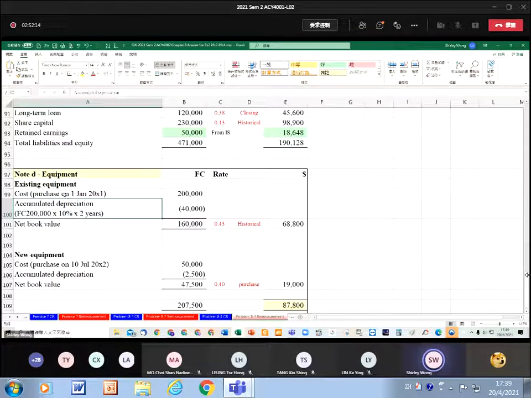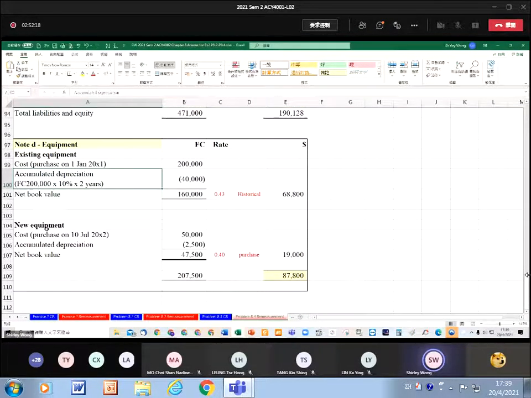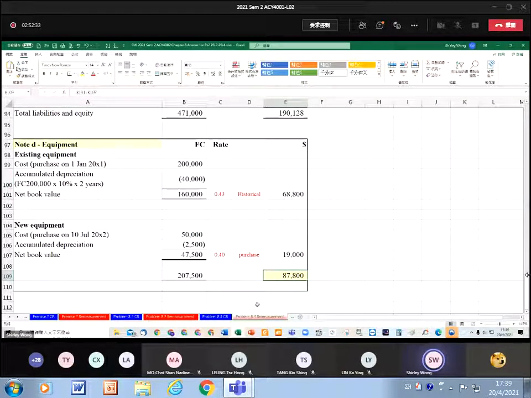We purchased it on the 1st of January, but you cannot use that rate. We will use the acquisition day rate. And then for the newly purchased equipment that was purchased on 10th of July 2002, we will have half year's depreciation during the year. And then it is newly purchased. We will use the purchase day's rate, that is 0.4. Then its total is 18,700, 18,800.